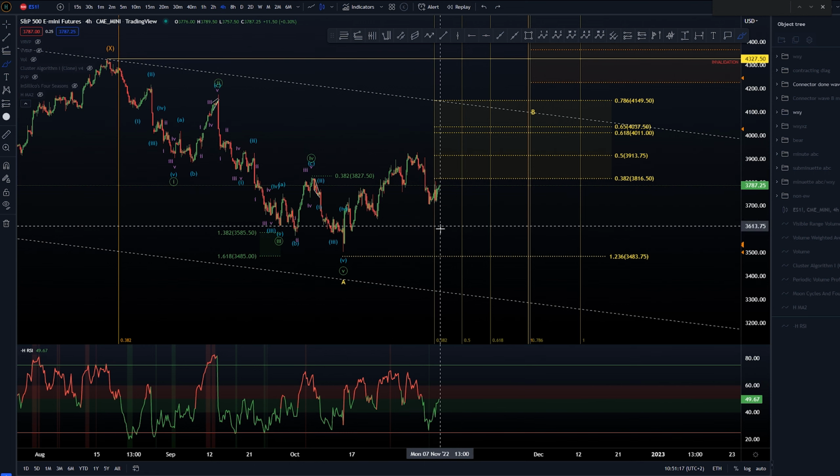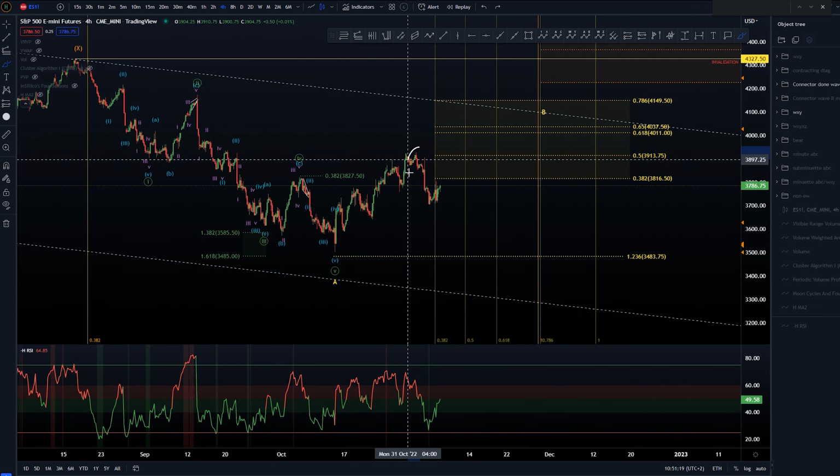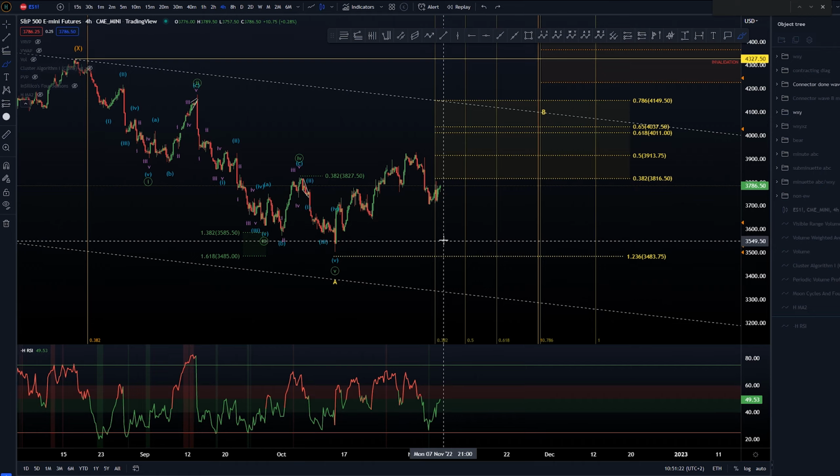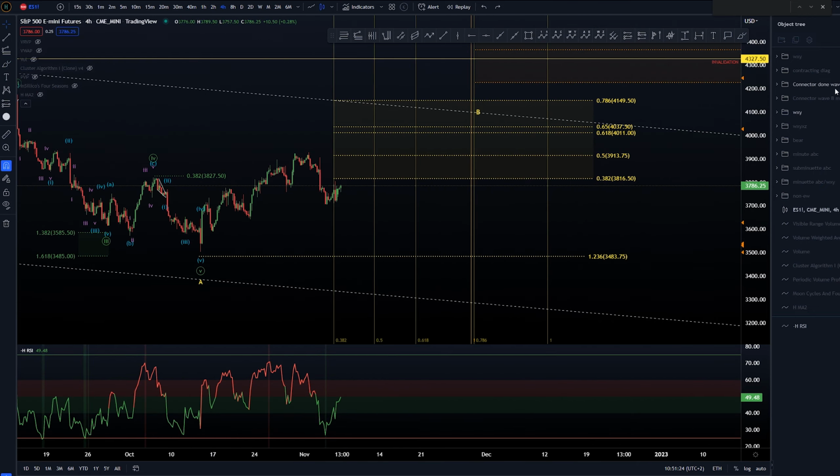But we'll see how that turns out. At the moment, this structure here feels kind of impulsive to the downside. We'll look into that later on, however.